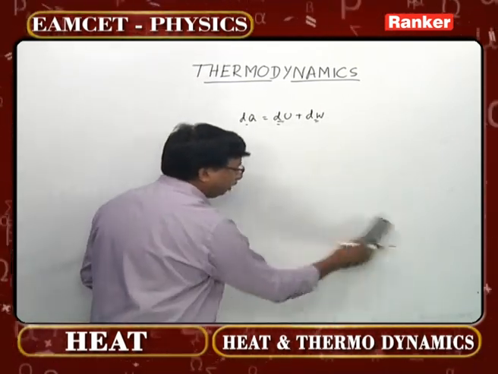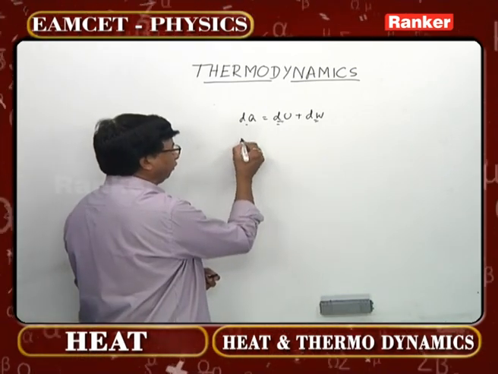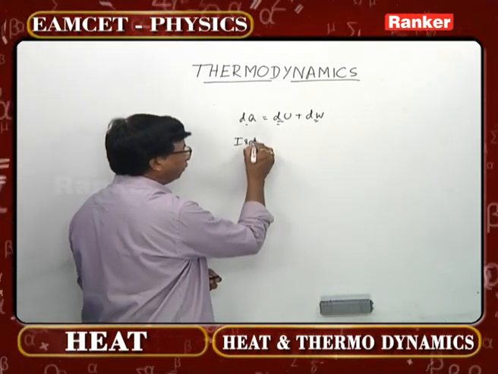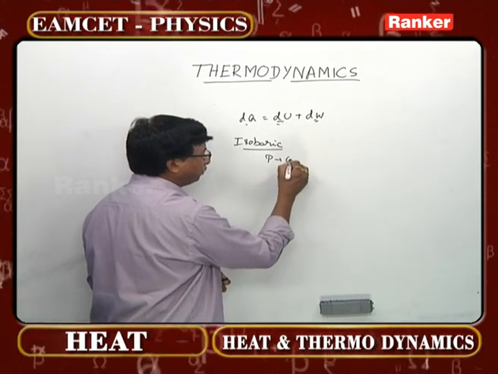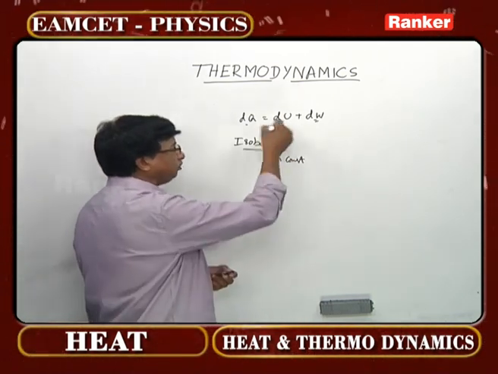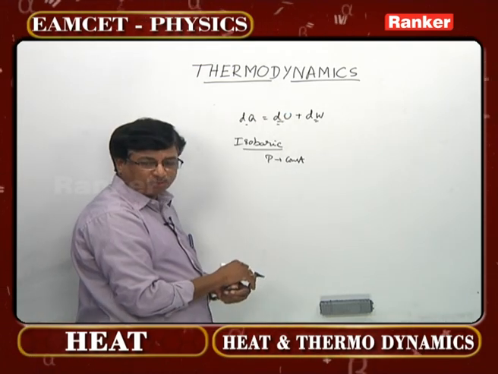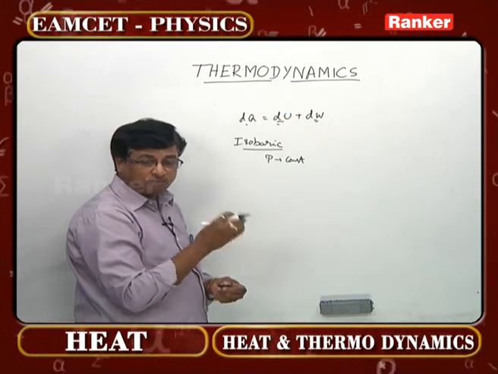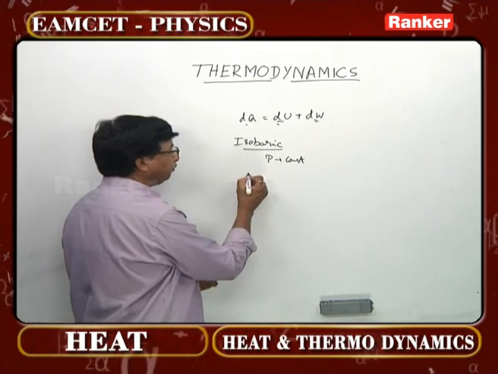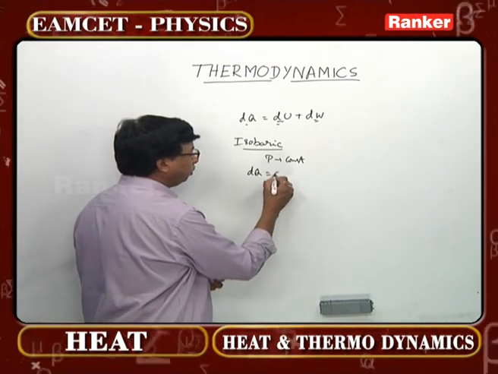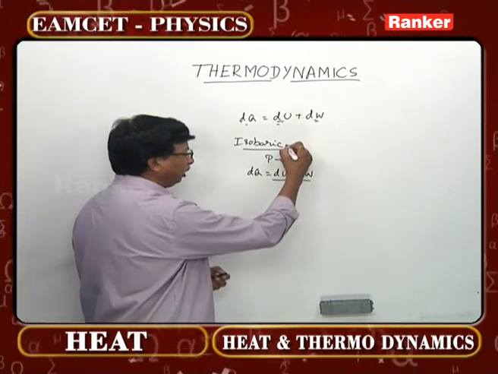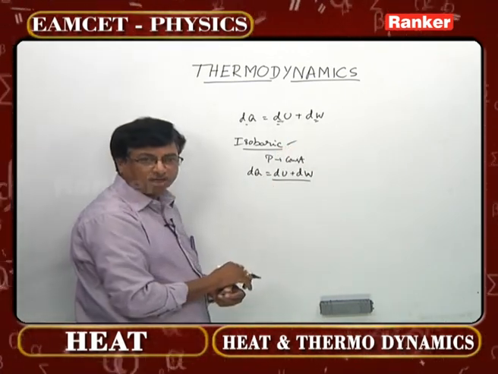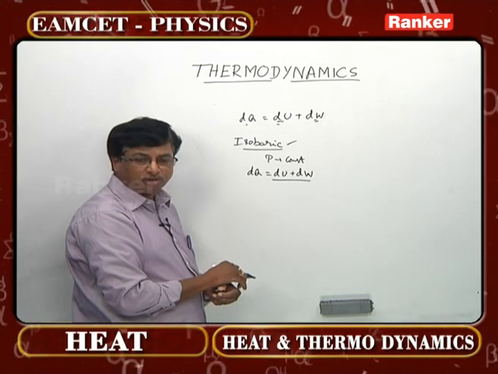What is the equation for the isobaric process? Isobaric in the sense that pressure remains constant. There is no term in this equation which gives you the change in pressure in the system. Therefore, the equation dQ is equal to dU plus dW can be taken as it is for any kind of isobaric process. That is a point you have to remember.